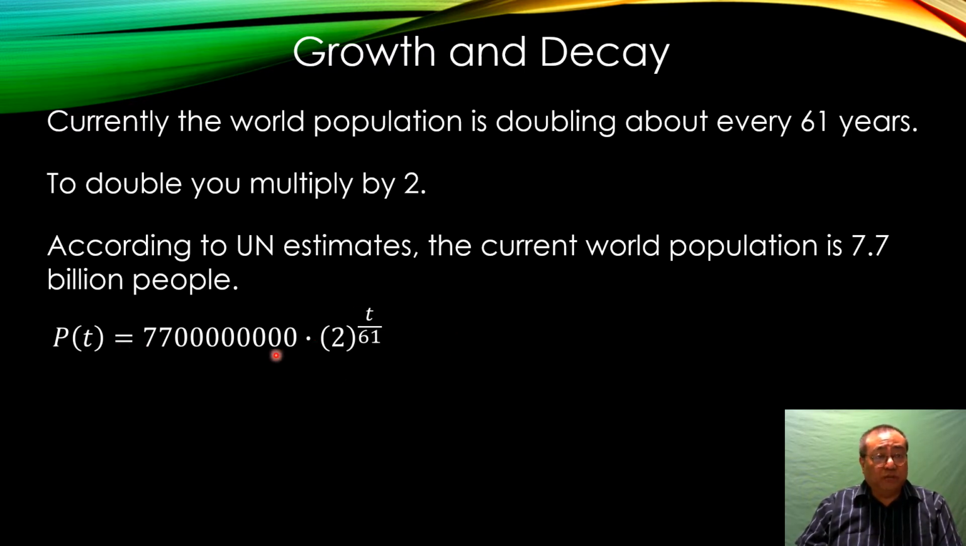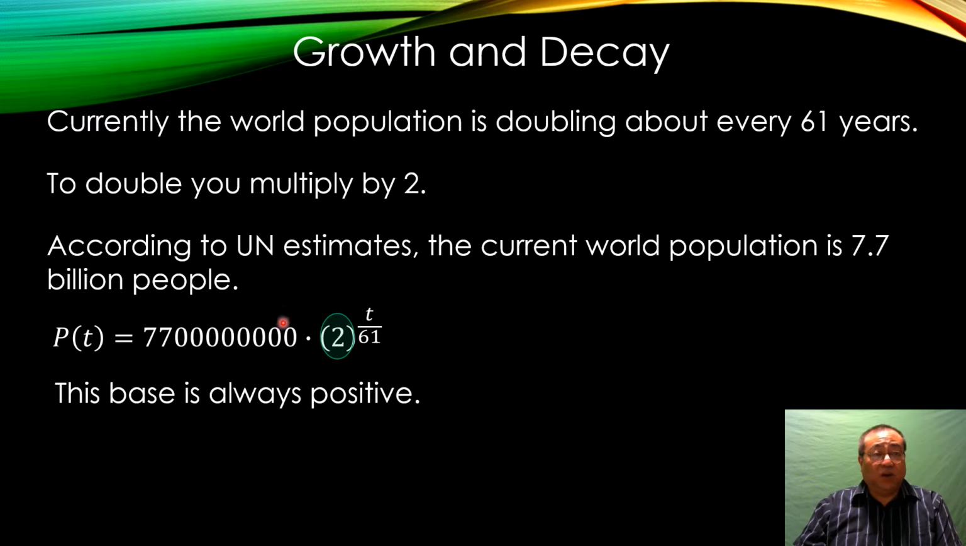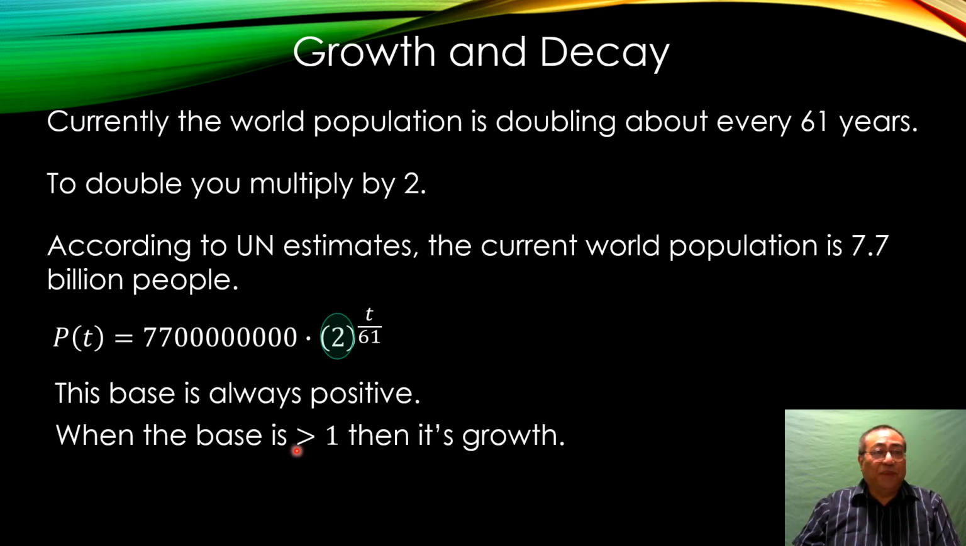The original amount, and if it's doubling, we want the base to be 2, but we're going to divide the number of years by how many years it takes to double. All right, so that's the doubling formula. The base is always positive. Now we're going to talk about the fact that it's growth. When the base is greater than 1, then it's growth. 2 is definitely greater than 1.